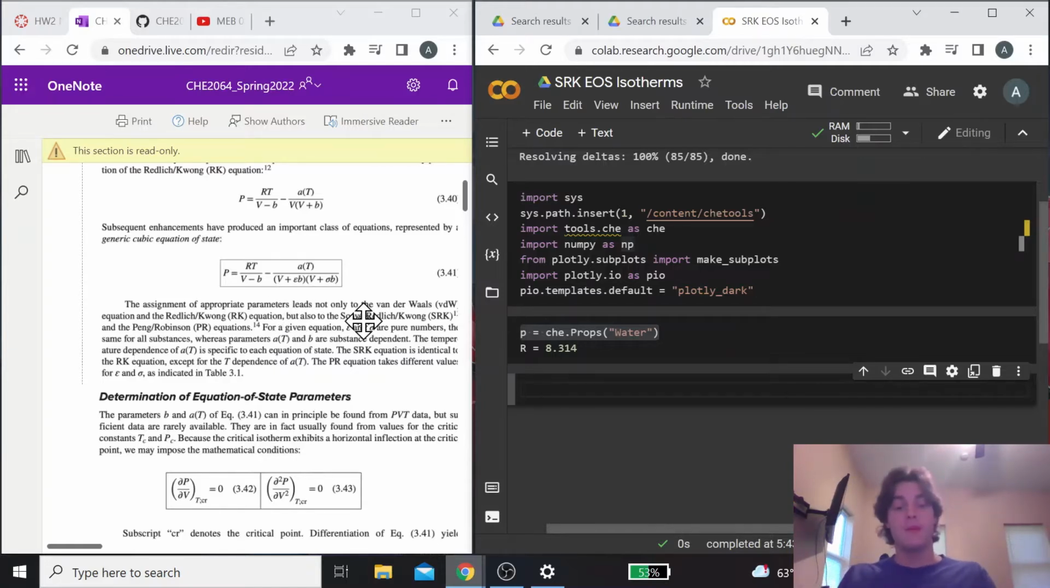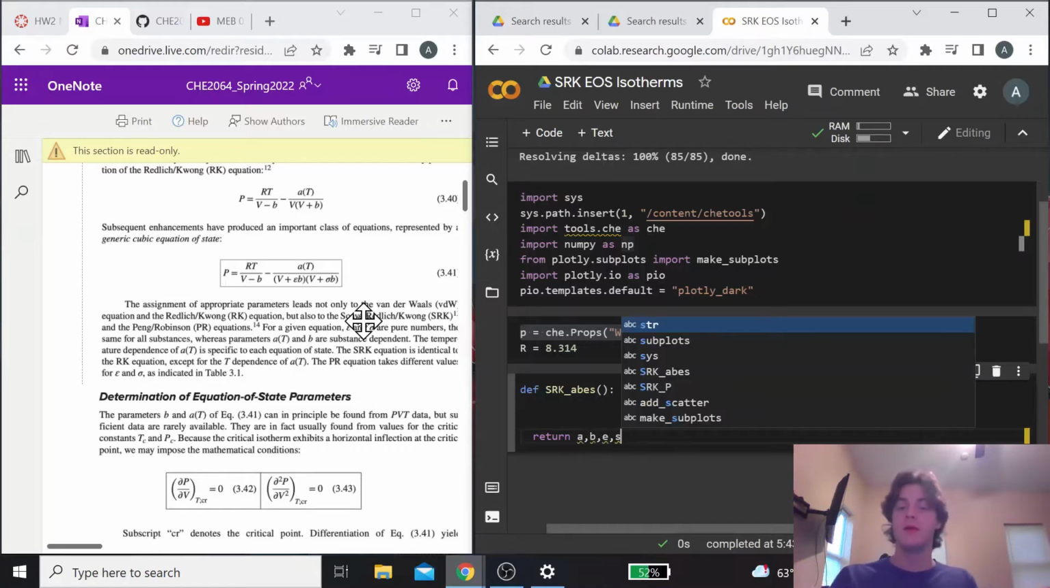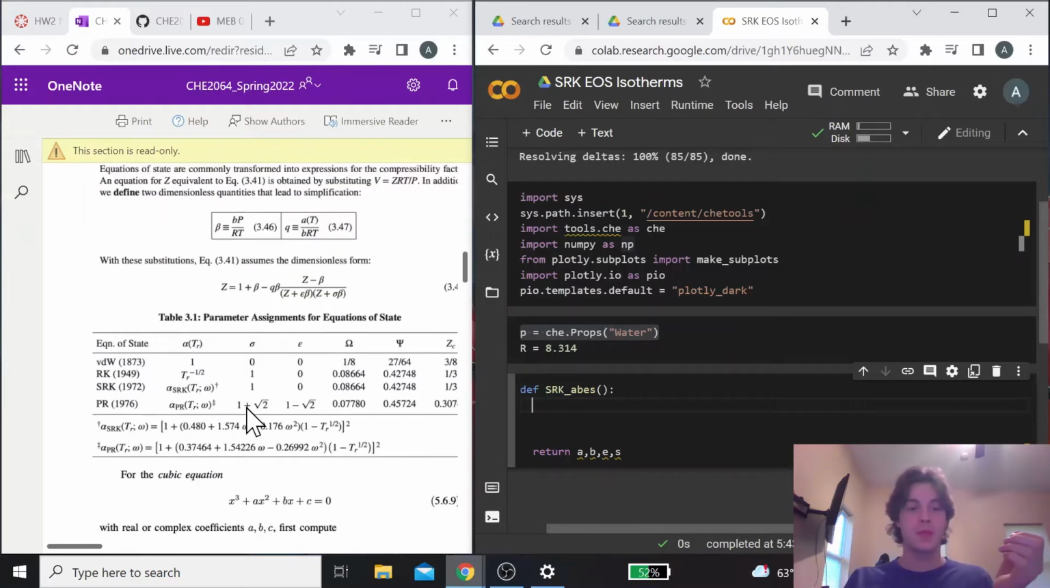So I'm going to create a function. I'll call it SRK AB epsilon sigma. This is the function that will return A, B, epsilon, and sigma. So now we need to calculate those values. If we scroll down here, for SRK, we have our values for epsilon and sigma, so those are easy.